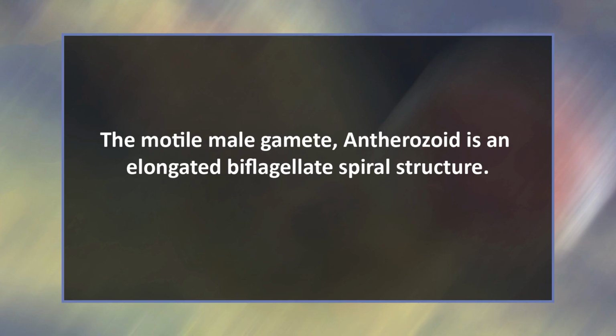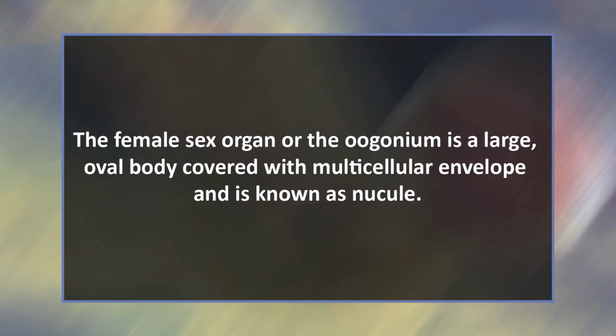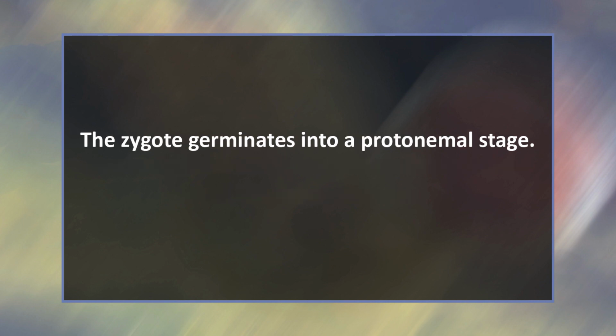Eighth, the motile male gamete, the antherozoid, is an elongated biflagellate spiral structure. Ninth, the female sex organ or the oogonium is a large, oval body covered with multicellular envelope and is known as nucule. 10th, the zygote germinates into a protonemal stage.